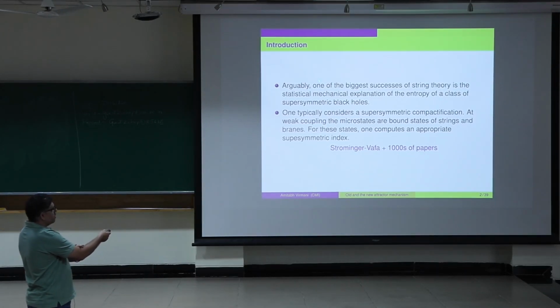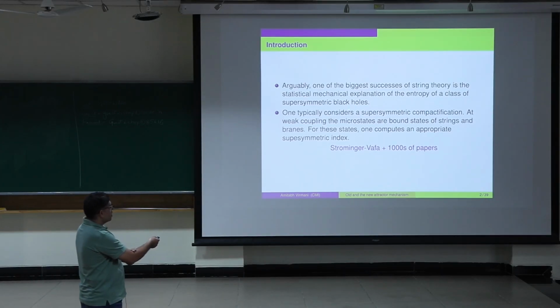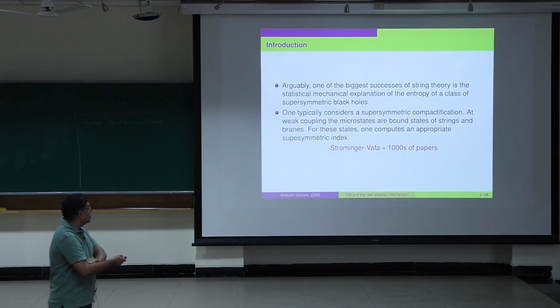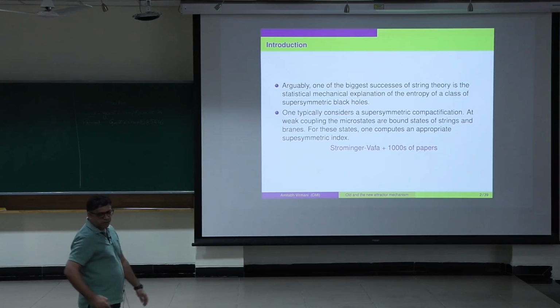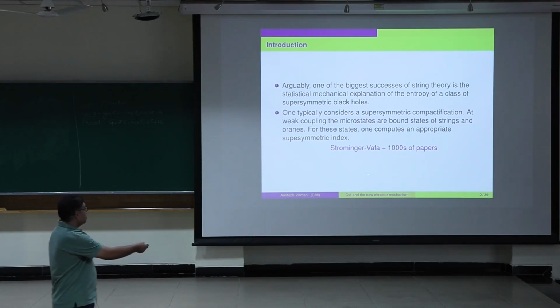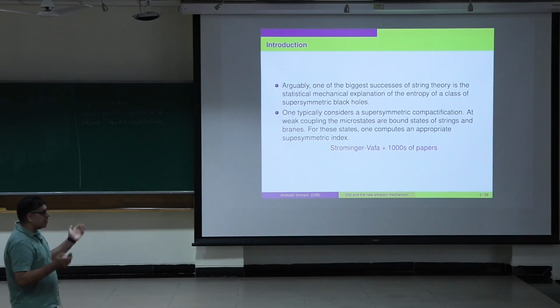So arguably one of the biggest successes of string theory is the statistical mechanical explanation of a class of supersymmetric black holes. And typically what one does is that one considers a supersymmetric compactification of type 2 or heterotic theory, and at weak couplings the microstates are bound states of branes and strings, and for these states one computes some supersymmetric index. Strominger and Vafa did this in the late 90s, and since then there are thousands of papers generalizing, discussing various things about this.